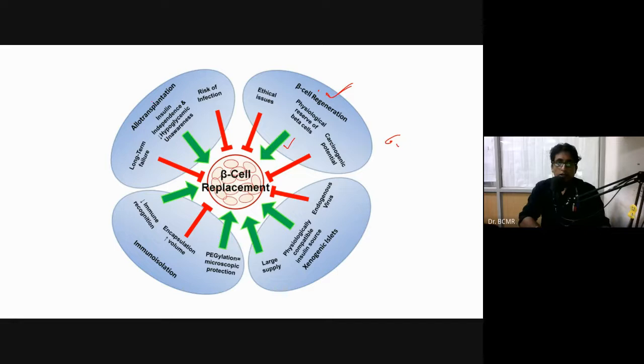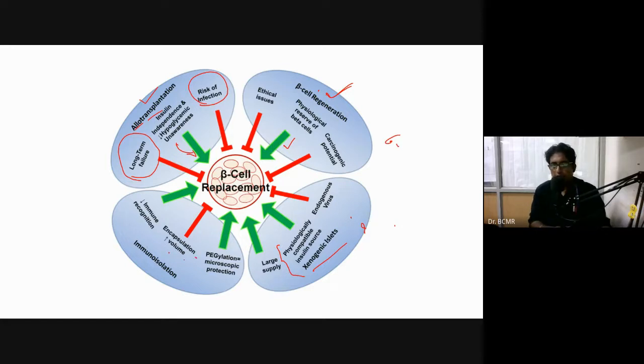We can use allotransplantation, which means we take cells from other people and provide them, but then the risk of infection is very high, and in the long term it is not going to be very viable. Xenogenic is trying to take cells from some other species, and they might have different difficulties with insulin compatibility and also immunocompatibility.